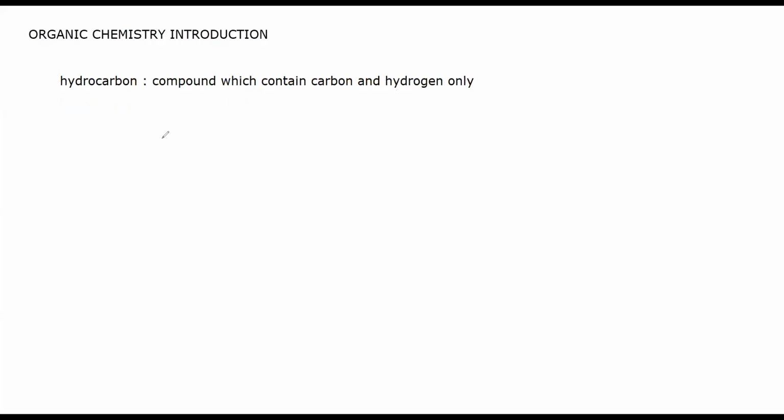So maybe between the two carbon atoms, they may have a single bond. Maybe the two carbon atoms may have a double bond, and they may have a triple bond. So if they have a single bond, we call these type of hydrocarbons classified as alkane. If between the two carbon atoms there is a double bond within the chain, we call them as alkene. And if there is a triple bond, we call them as alkyne. So alkane, alkene, and alkyne are the three main classes of these hydrocarbons.